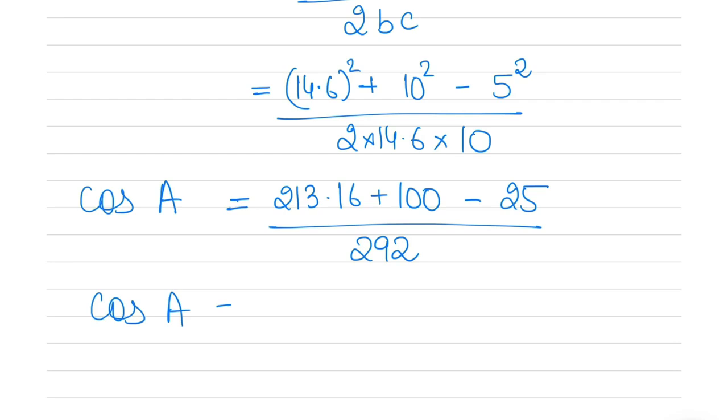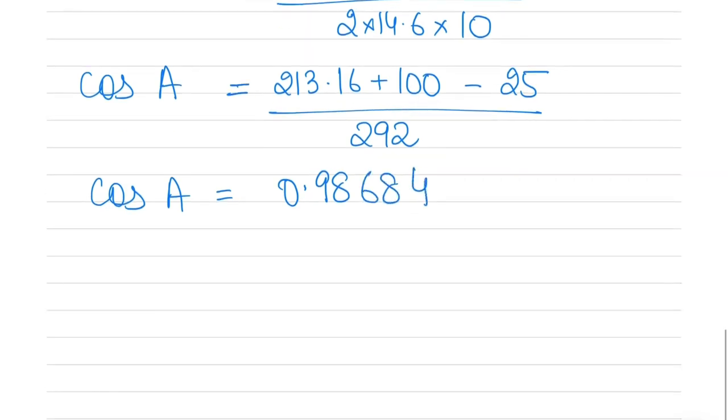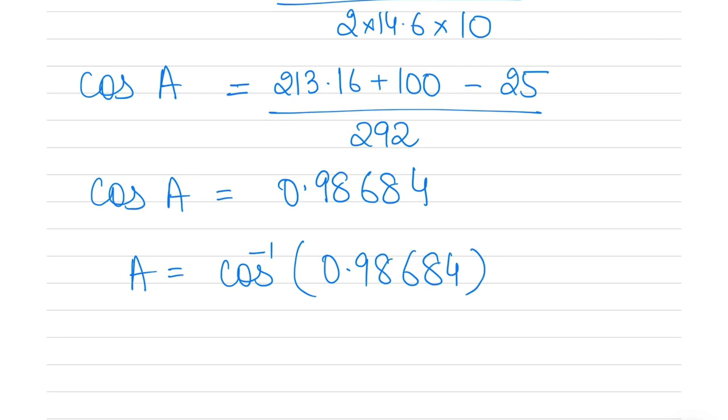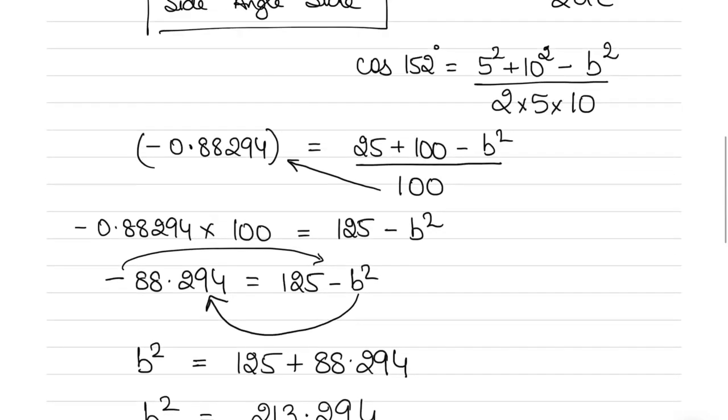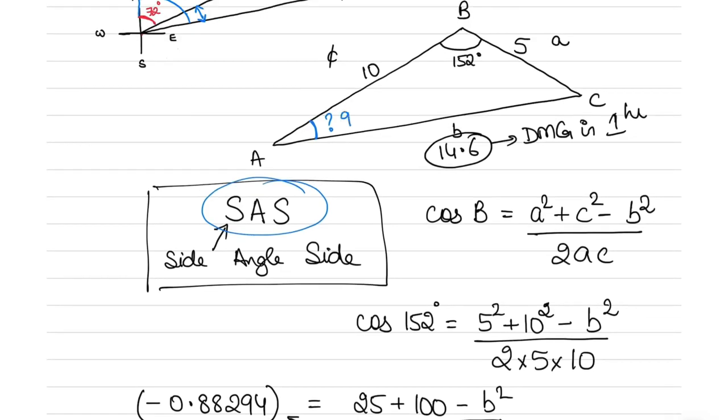So cos A equals, if I add the two, 213.16 plus 100 minus 25, I get 288.16 divided by 292, which is equal to 0.98684. So A will be equal to cos inverse of 0.98684. So shift cos inverse, you will get the answer A equals 9.3 degrees. Now A is in degrees, not nautical miles, it's an angle. So this is 9.3 degrees.